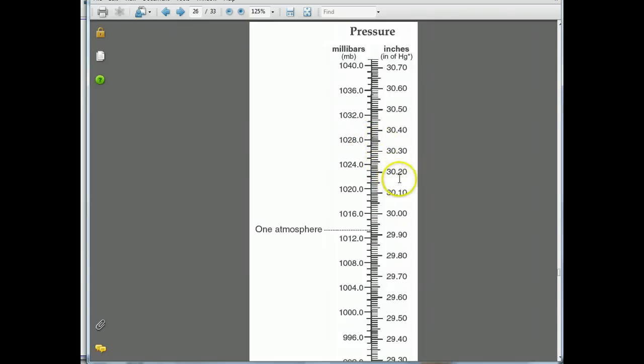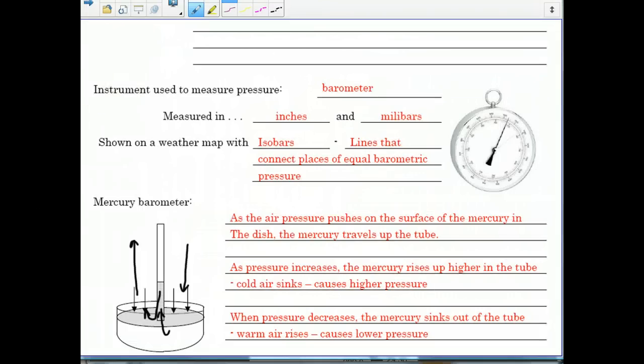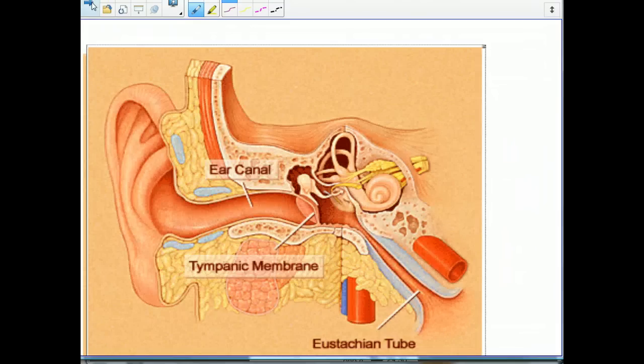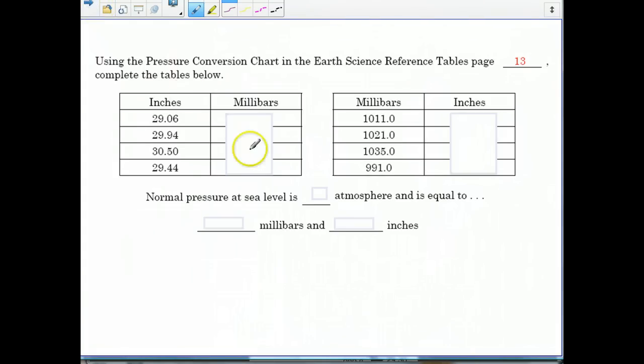Here's 30.20, 30.30. So each of these lines is worth 0.01 inches of mercury. So these go up by 0.01, these go up by 1 millibar. So just be careful of that. Do the conversions on this page here. Oops, sorry, there's somebody's ear. Let's talk about that. Here, do these conversions here. Normal sea level is on there in millibars and inches.